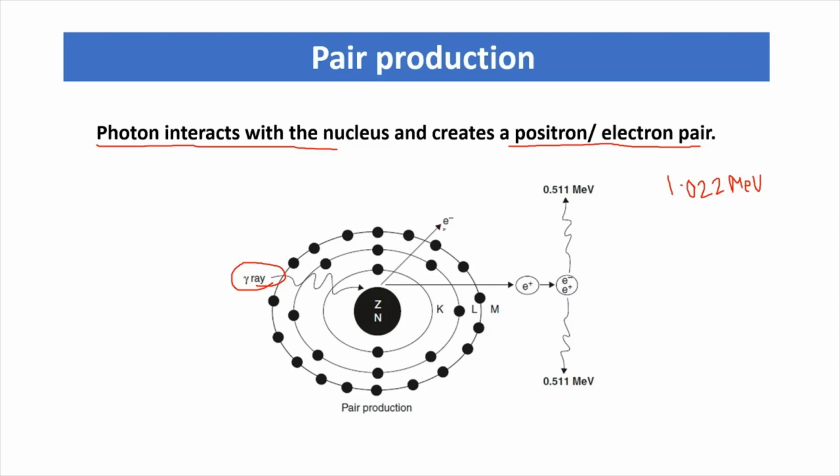And once the positron-electron pair is created, this positron then annihilates with an electron and results in emission of two high energy gamma ray photons having energy equal to 511 keV each.